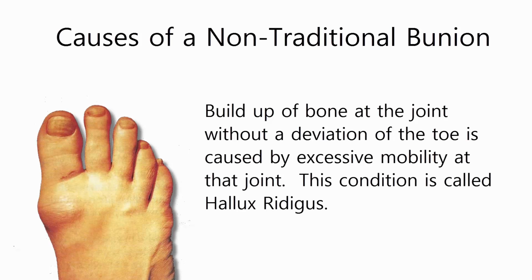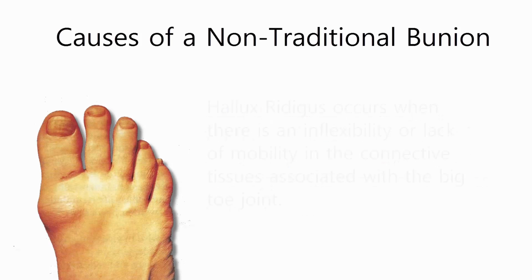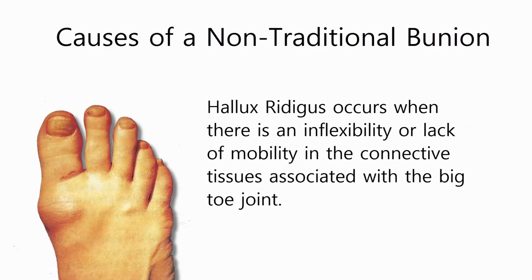For a non-traditional bunion, it is a buildup of bone at the joint without the deviation of the big toe. And this is usually due to a condition called hallux rigidus. Hallux rigidus occurs when there's an inflexibility or a lack of mobility in the connective tissues that are associated with the big toe joint. So if you can change the mobility and flexibility of the connective tissues, you can decrease that excessive motion occurring at the big toe joint, distribute the forces better, and decrease the size and severity of that bunion.